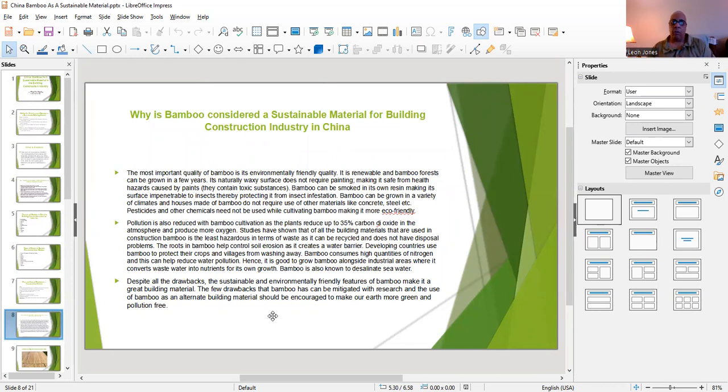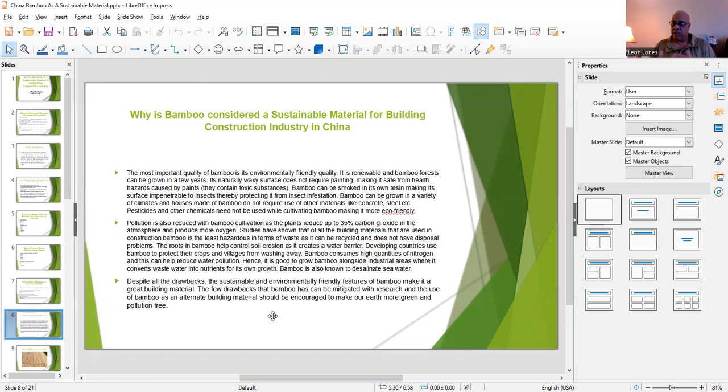Number 2, when you deal with bamboo, you have a reduction in pollution, because when you cultivate bamboo plants, they can reduce pollution up to 35%. And the 35% is the carbon dioxide in the atmosphere. And what happens? Once you reduce the carbon dioxide, you can produce more oxygen. So basically, studies have shown that of all the building materials used in construction, bamboo is the least hazardous in terms of waste, as it can be recycled and it does not have disposal problems.